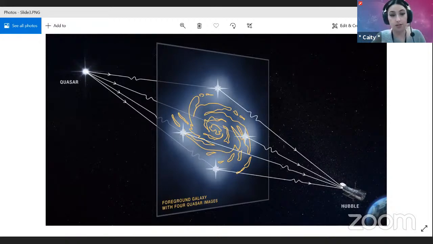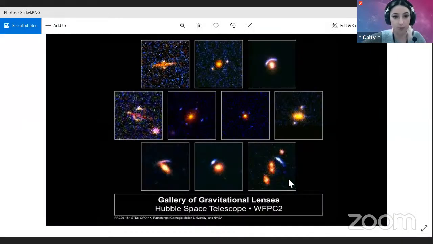So that is gravitational lensing, and it allows astronomers to see billions of light years away. So it's super helpful, super useful. These are real images of gravitational lensing happening in action.